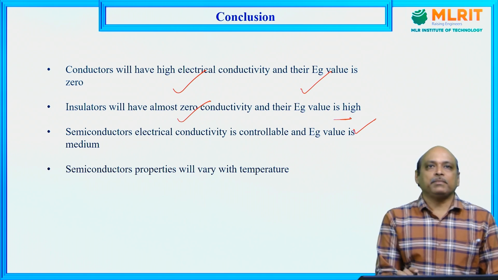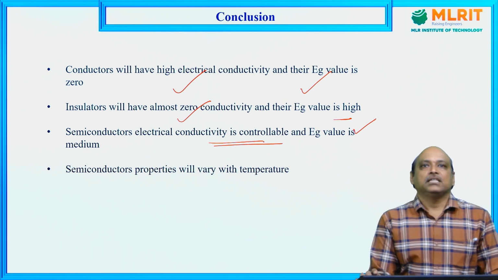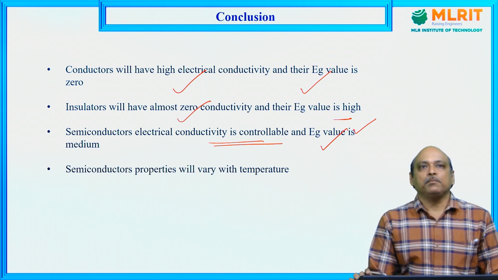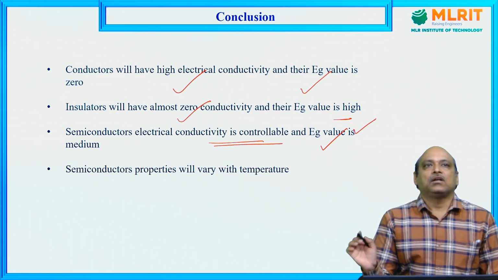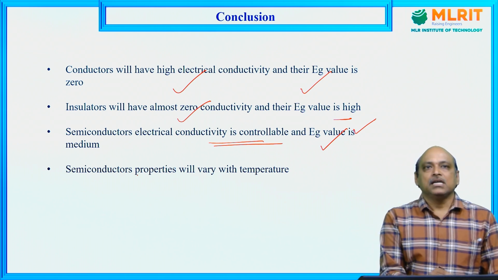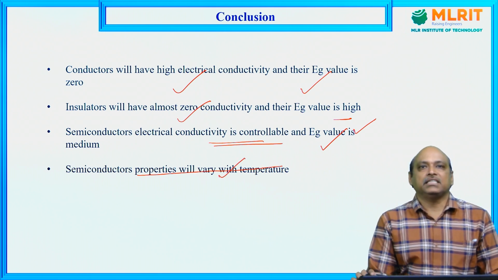If you take semiconducting materials, electrical conductivity is neither 0 nor very high. In between it will be, and the Eg value is also a medium value, neither 0 nor very high. An in-between value is present in semiconducting materials. And a very important thing is, in semiconductors the properties of these materials will change with respect to temperature. They will have temperature dependent properties.